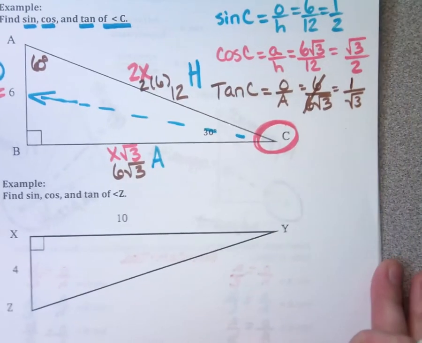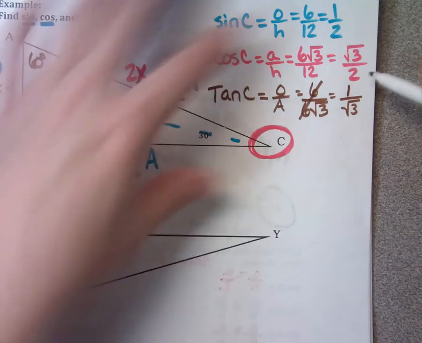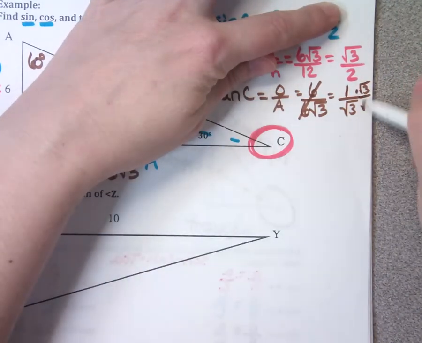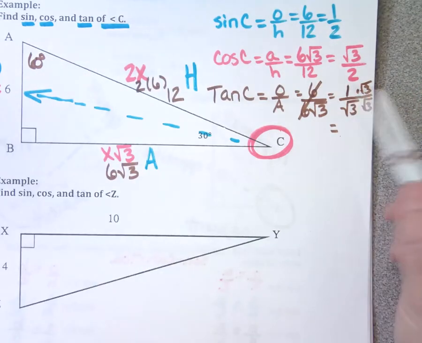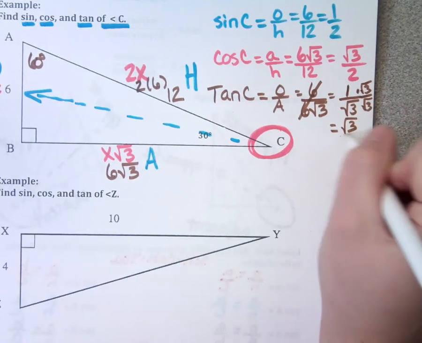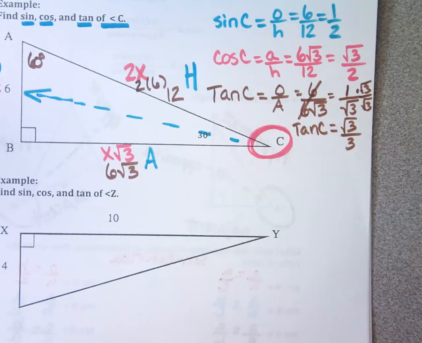But I do need a fufu. I do need to rationalize this denominator. And what would you multiply by? And if I multiply by square root of 3 over square root of 3, what would that final answer be? Square root of 3 over 3. And that would be the answer to tangent of angle C.